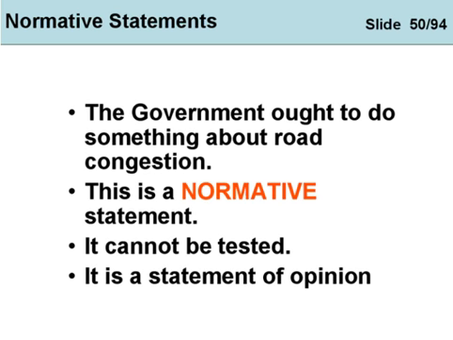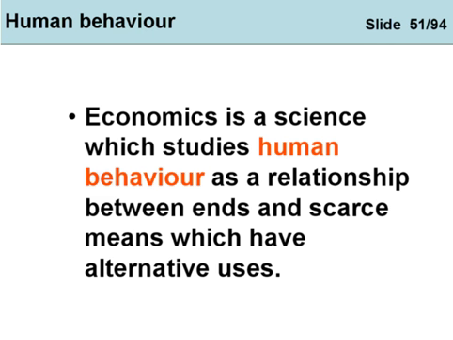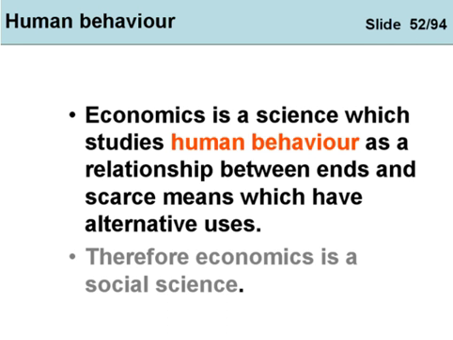Let's go back to Robbins' definition. It states that economics is a science which studies human behaviour. Well, yeah. We study human behaviour because it is a social science. We contrast the social sciences, of course, with the natural sciences. Natural sciences are composed of such disciplines as physics, biology, chemistry, astronomy, and so on.